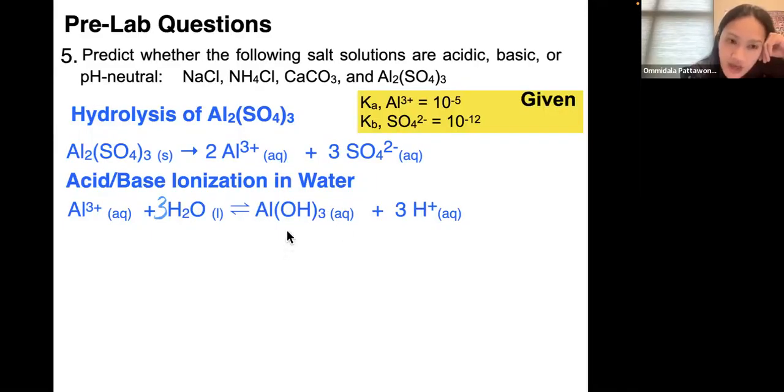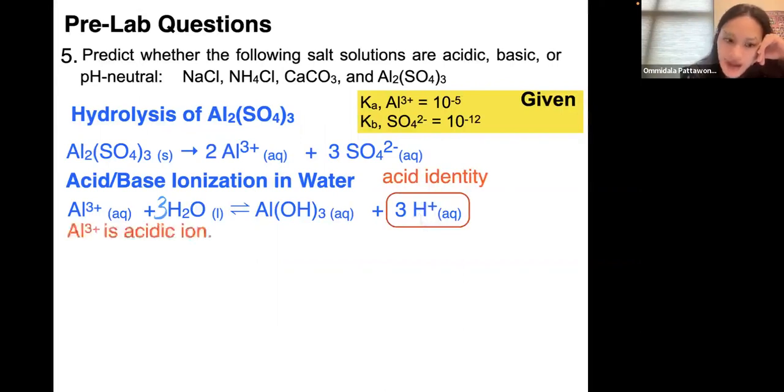So therefore, the molecule of aluminum hydroxide will stay as it is. So in this case, when aluminum reacts with water, it will yield aluminum hydroxide because this is not a strong base. When aluminum reacts with water, it actually yields proton as well. So in this case, this proton right here tells us about the acid identity. So therefore, aluminum ion is an acidic ion.